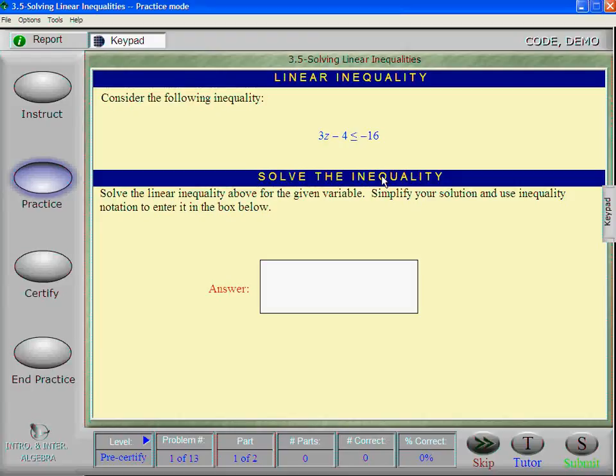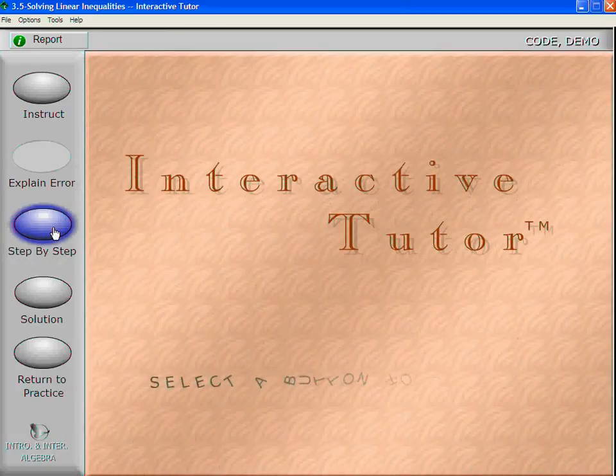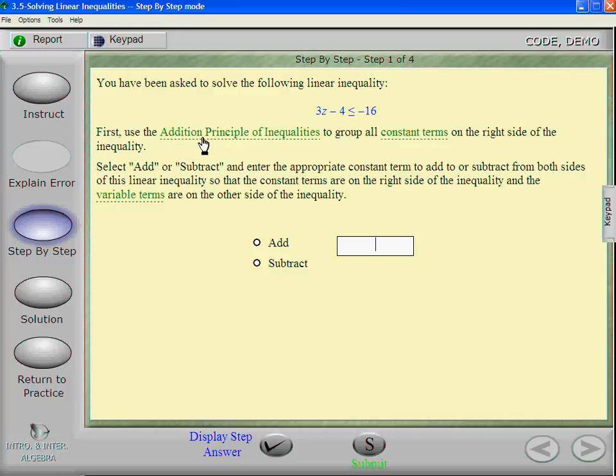So I'm in section 3.5, and I'm looking at this particular problem. It says 3z minus 4 is less than or equal to negative 16. So to go through the steps that the tutor suggests, what they're going to ask you is, thinking about the addition property, principle of inequality, thinking about, just like you would with linear equations, how would you get z by itself?